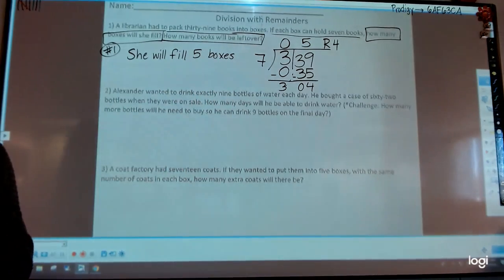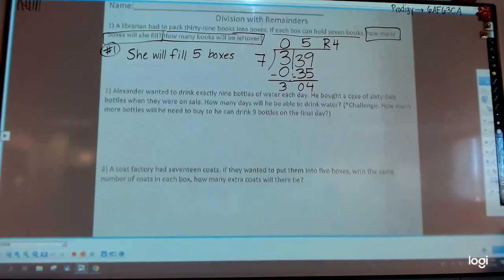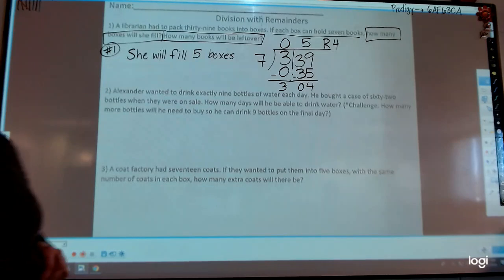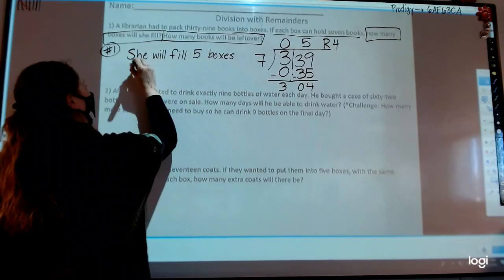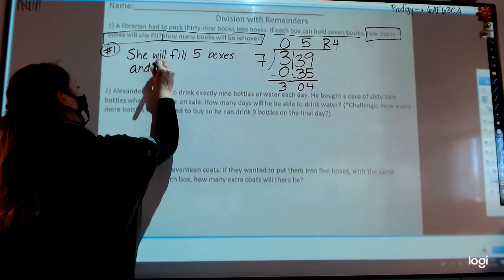All right, we answered the first question. Hayden, what's the second question? How many books will be left over? And that's 4. So she'll have 4 books left over. Good. She will fill 5 boxes and have 4 books left over.